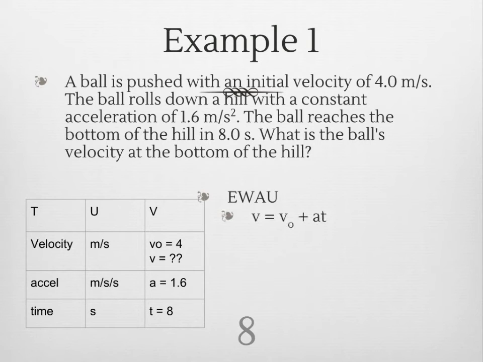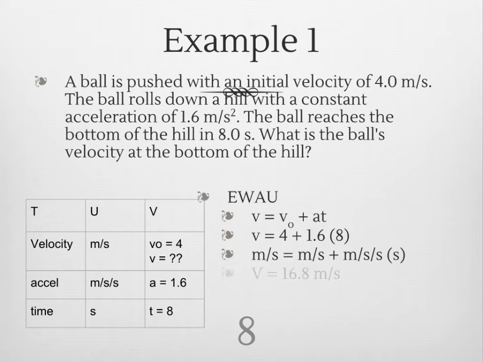So let's do the equation. The equation that we use that involves all three of those variables is v is equal to v naught plus at, which is kinematic 1. Substituting in our values, v naught is 4, a is 1.6, and t is 8. Calculating, make sure the units always match, and they do. Answer in units, the velocity is 16.8 meters per second at the bottom of the hill.